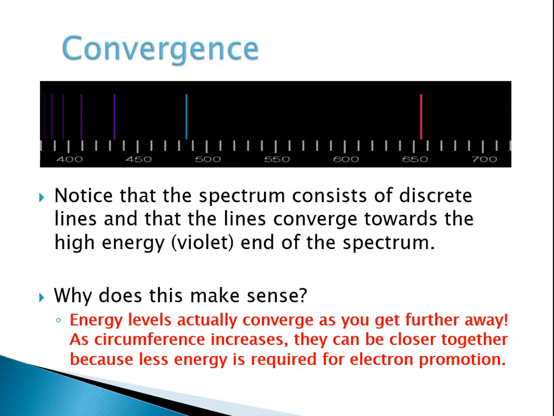Well, as the energy levels move further and further from the nucleus, the grip that the nucleus has on those electrons is decreased. That means it doesn't take as much energy to promote the electron to another energy level, so we actually see the energy levels themselves getting closer together, and that's also why the lines get closer together. Whoa, cool.